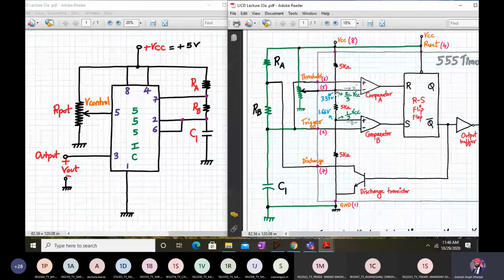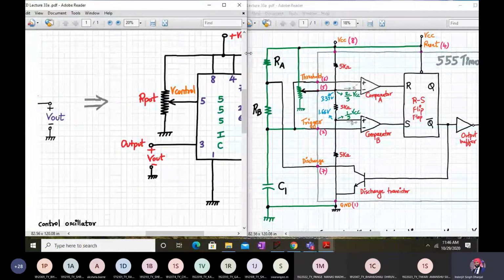But right now we are externally applying that voltage. So which voltage will be active? Whether our externally applied V control will be active at pin number 5, or internally it will be generated 3.33 V? Definitely it will be the externally applied voltage, because we are overriding that voltage. Okay, now let us go to the working of this.